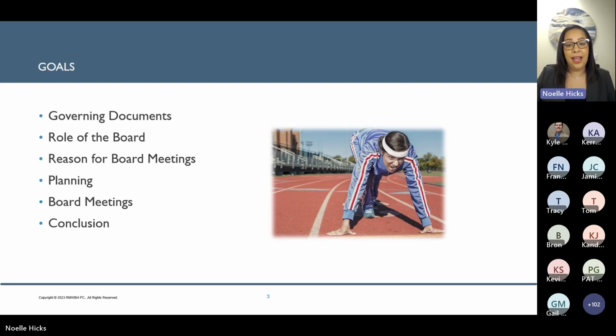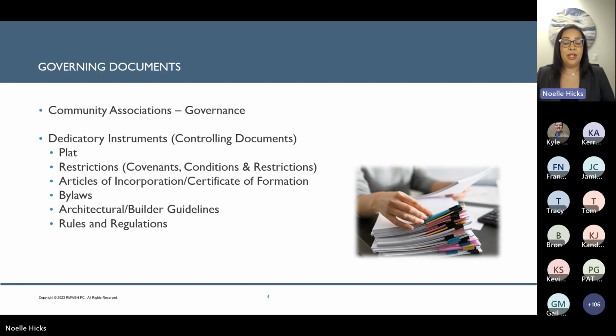So our goals for today are going to be to discuss governing documents. I'll go over that briefly. We'll talk about the role of the board, the reason for board meetings, planning for the board meeting. We'll talk a little bit about board meetings themselves, and then we'll get into our conclusion, and I'll send you guys off on your way on this Tuesday. So let's get started with governing documents.